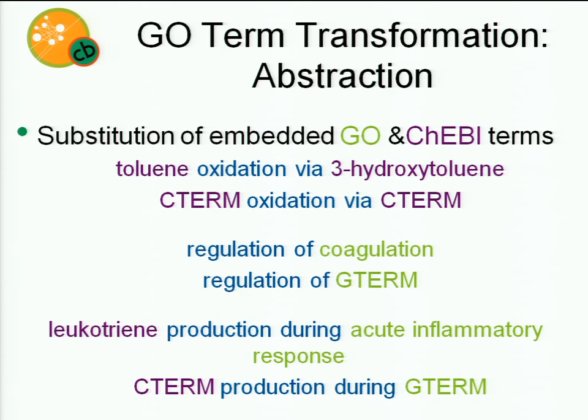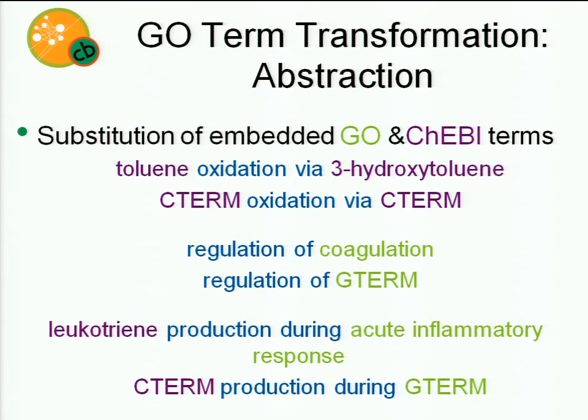So any gene ontology term is abstracted into a G term label, and any ChEBI term is abstracted into a C term label. So we see here that we have toluene oxidation via 3-hydroxytoluene, and toluene and 3-hydroxytoluene are both ChEBI terms. And so that phrase with our abstraction transformation gets abstracted to C term oxidation via C term.